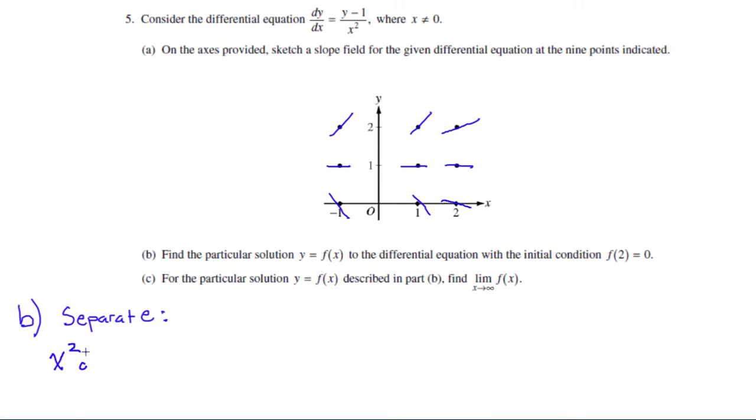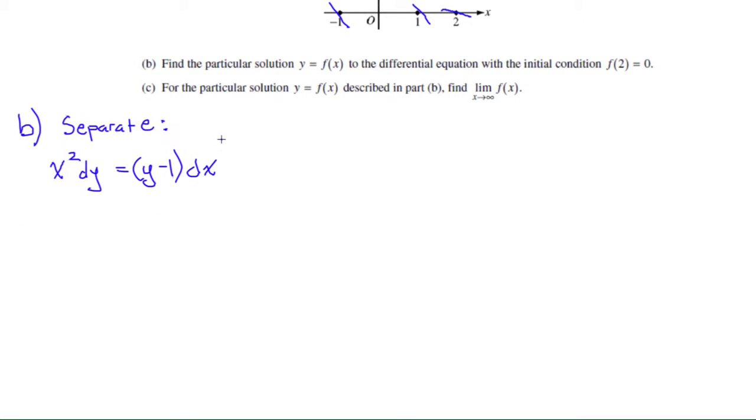So x squared dy is equal to y minus 1 in parentheses times dx. That's after cross multiplying like that. So after my cross multiplication, I need to get all the y's on one side, all the x's on one side. I usually like... I have a question. Yes, question. Since x squared is in the bottom.